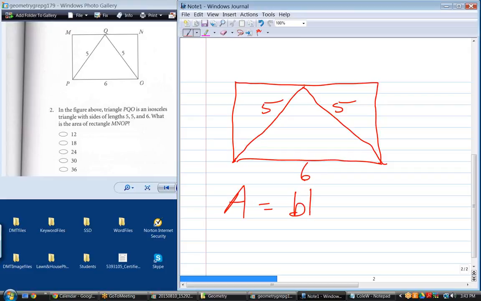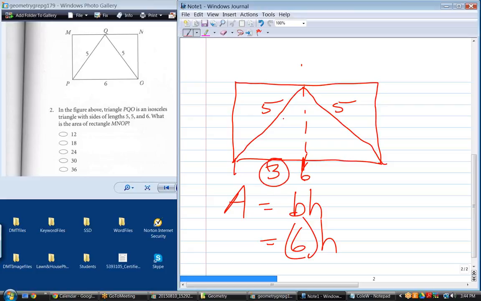Base times height. Well, the base is 6. So if we can figure out the height, we'll have our answer almost. What's this distance from here to here? 3. Only because it's an isosceles triangle. Because it's isosceles, you know that this vertical bisects the base. Okay, what's the vertical height?